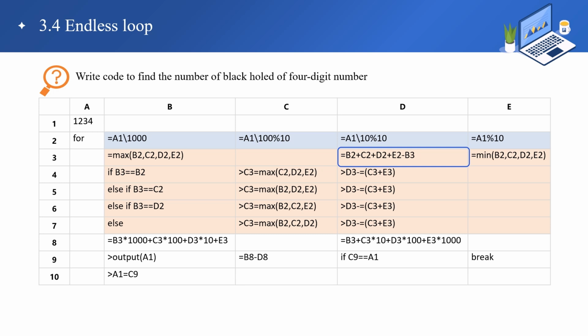Then, B4 to B7 respectively judge which of B2 to E2 is the largest digit. The remaining largest is the second largest digit, which is written in C3, and then subtract it and the smallest from D3 to get the third largest digit, which is written in D3. The final B3 to E3 are the 4 digits from large to small. If we have the knowledge of set, the sorting can be completed in one cell. However, it's good to review the if-else structure again in this troublesome way.